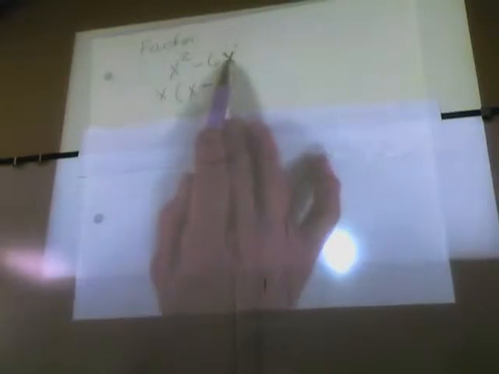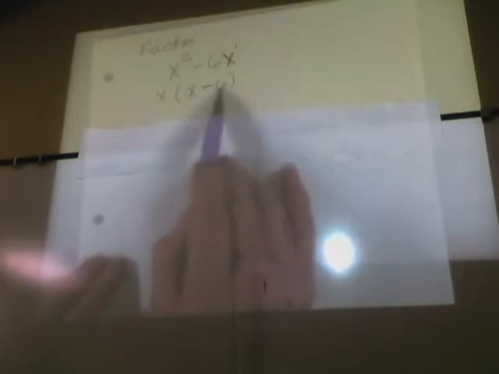Okay, x was in common, so we factored the x out. X times what gave us x squared? We put the x here. And to get the 6x, we said x times what will give us 6x? We put the 6 here.